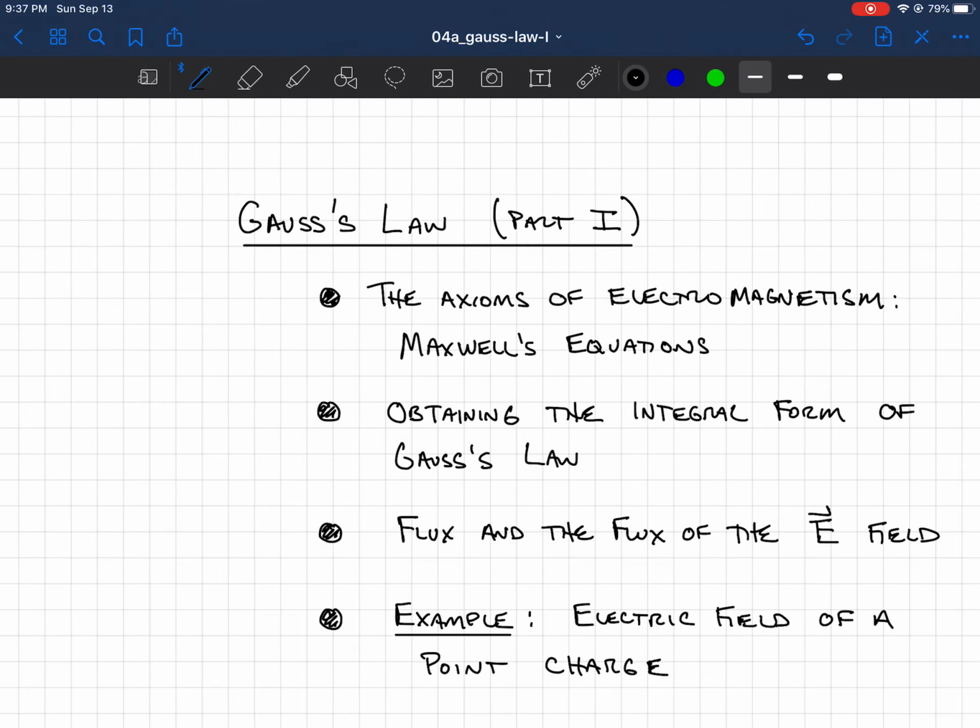This is the first lecture of two on Gauss's law. In this lecture, we'll talk about a number of things, introducing the idea of Gauss's law and basically how to use it. First, we'll talk about how electromagnetism is actually an axiomatic theory and what that means, and what Maxwell's equations are, one of which is called Gauss's law.